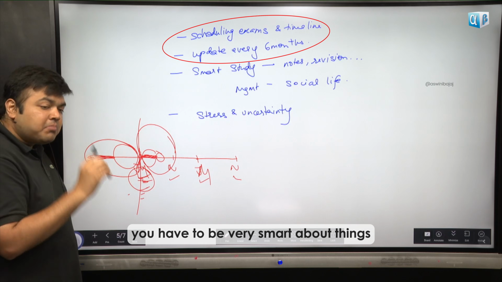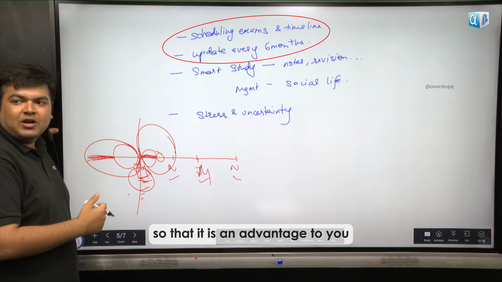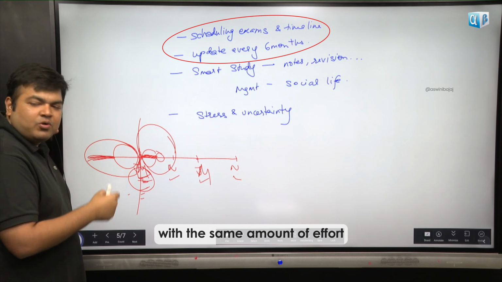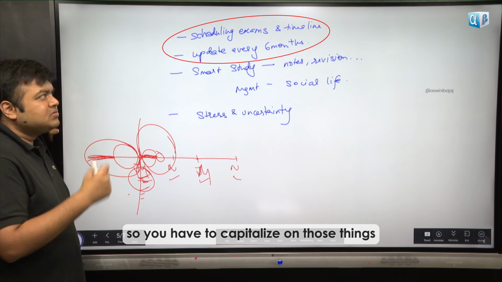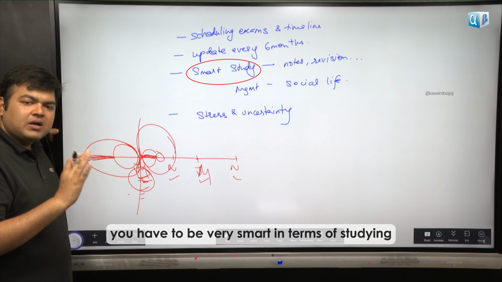You have to be very smart about things wherein you can make a lot of overlap and all happen so that it is an advantage to you. You have to make things work in your favor. You have to get more output with the same amount of effort. So you have to capitalize on those things. Scheduling your exams and timelines, you have to be very clear on that. You have to be very smart in terms of studying and all.